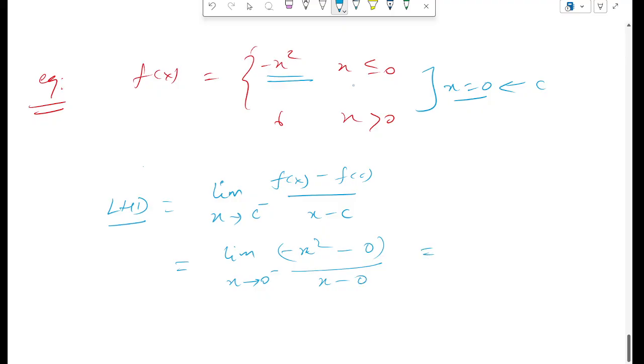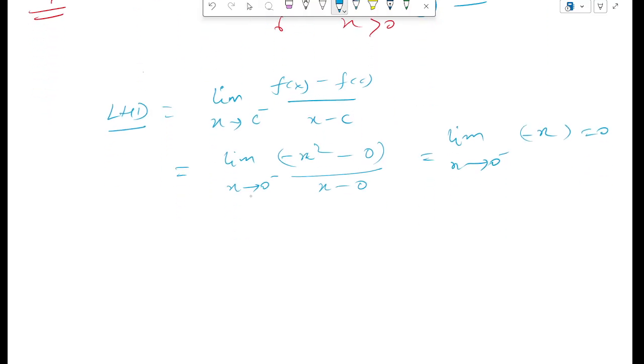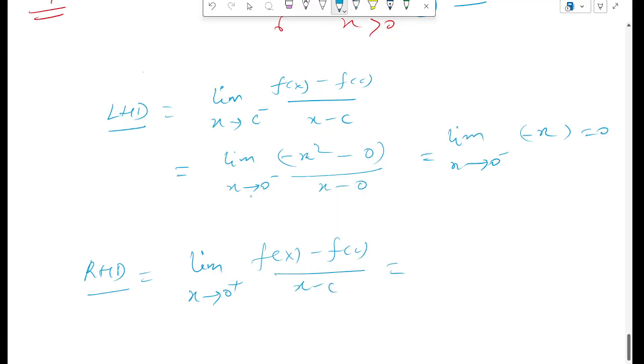What we will get? Limit x tends to 0 minus, and we will get minus x. We will get 0 ultimately. Now if we calculate the right hand derivative for this function, what we will get? Limit x tends to 0 plus, f(x) minus f(c) by x minus c.